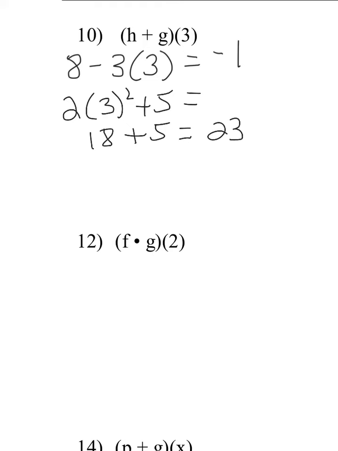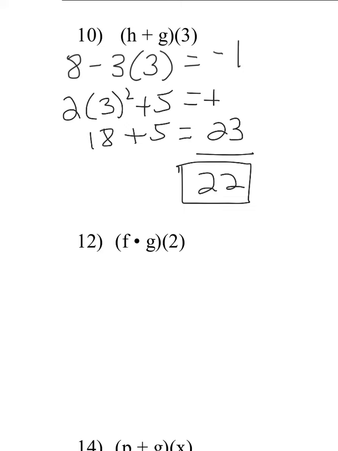And then I just combine these together. Negative 1 plus 23 is 22. So either way, I get 22 as my answer. It doesn't really matter which way you want to do it. It's totally up to you. You can add them together first and then plug it in, or you can plug it in and then add them together. All right, so let's take a look at one where we're multiplying.